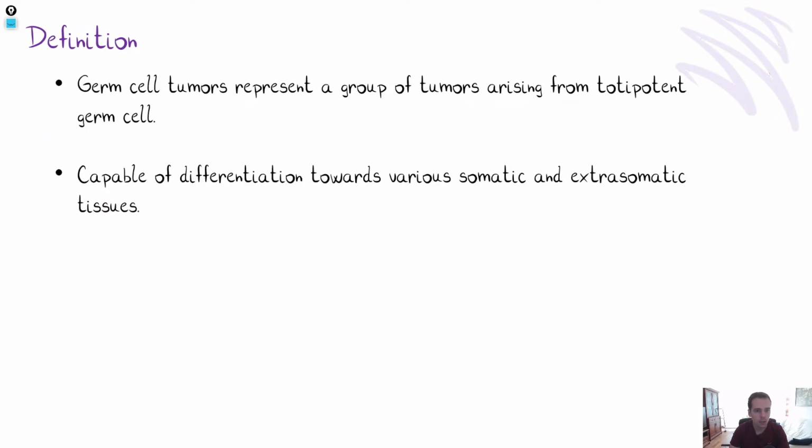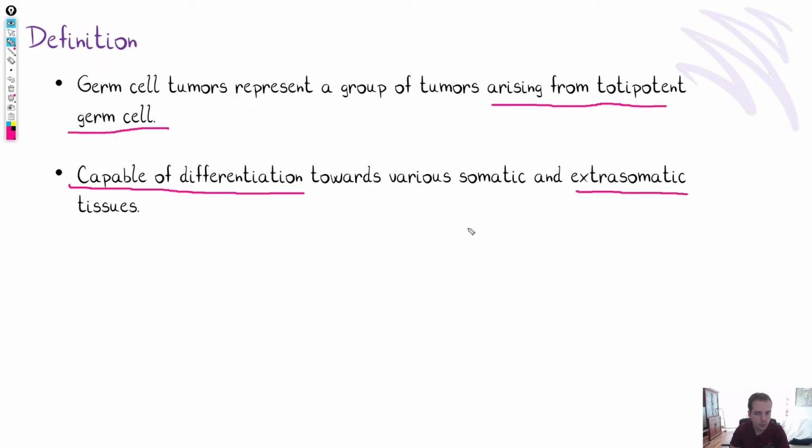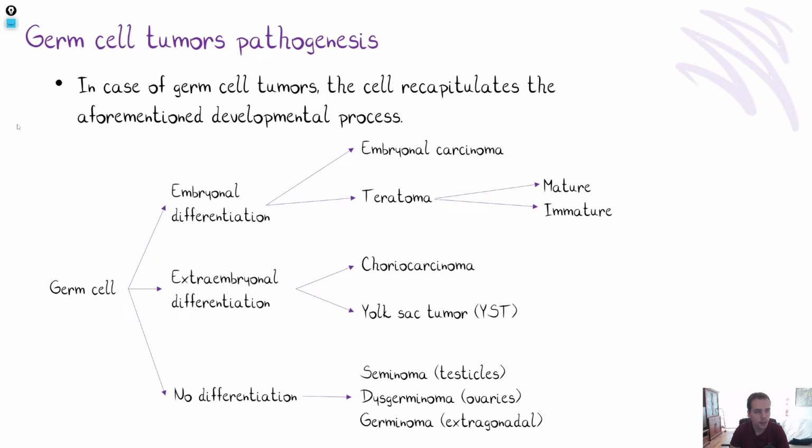So germ cell tumors represent a group of tumors arising from totipotent germ cells, from neoplastic germ cells, and they are capable of differentiation towards various somatic and extrasomatic tissues, which means trophoblast or tissue of yolk sac, for example. And as I said, in germ cell tumors, these cells recapitulate the aforementioned developmental process of normal physiological germ cells.